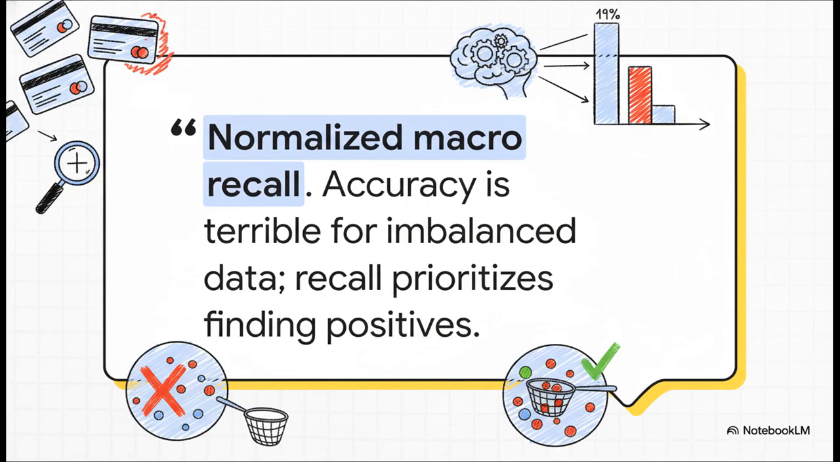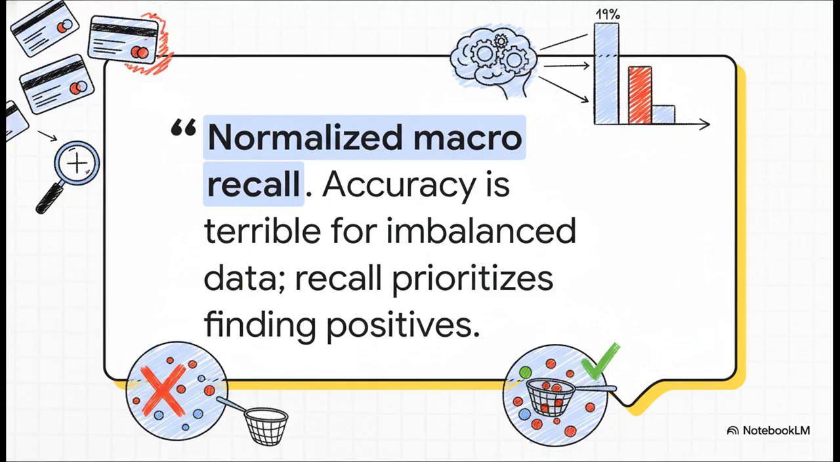And here's why that's so important. Accuracy is a total trap with imbalanced data like this. Just think, if only 1% of your transactions are fraud, a model could just guess not fraud every single time and be 99% accurate. But it would be completely useless, right?